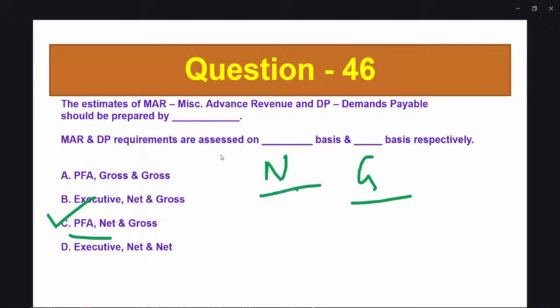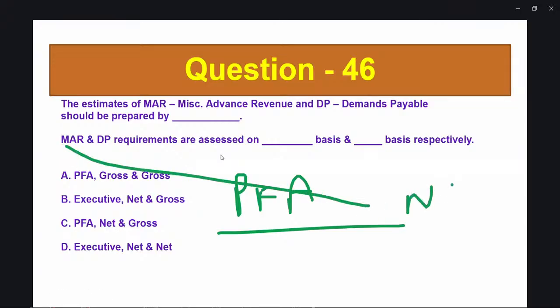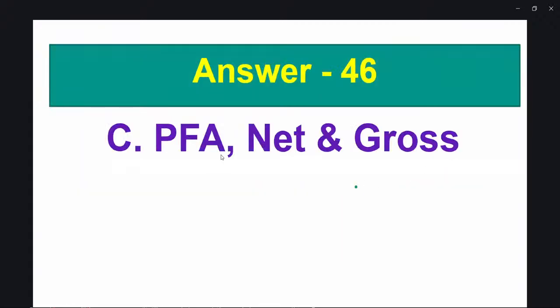So this is important. Normally budget estimates are prepared by the executives, but this MAR and demands payable are prepared by the PFA. And normally everything is gross expenditure, gross budgeting, but MAR is the net expenditure. Okay.